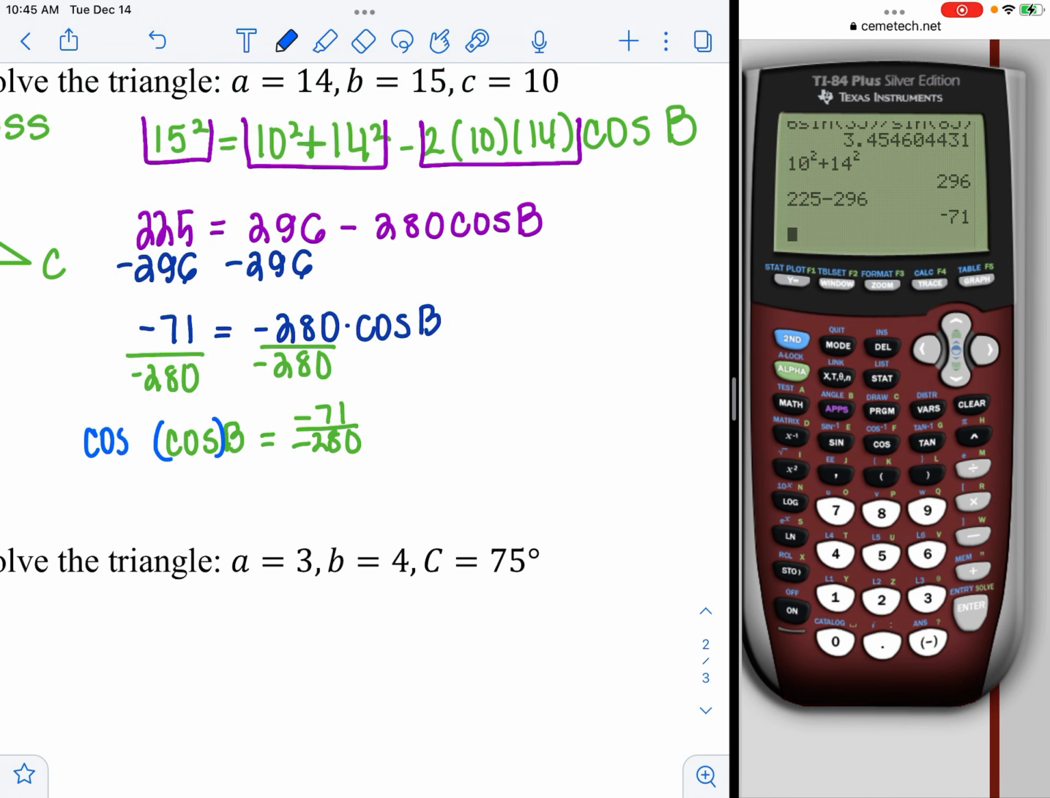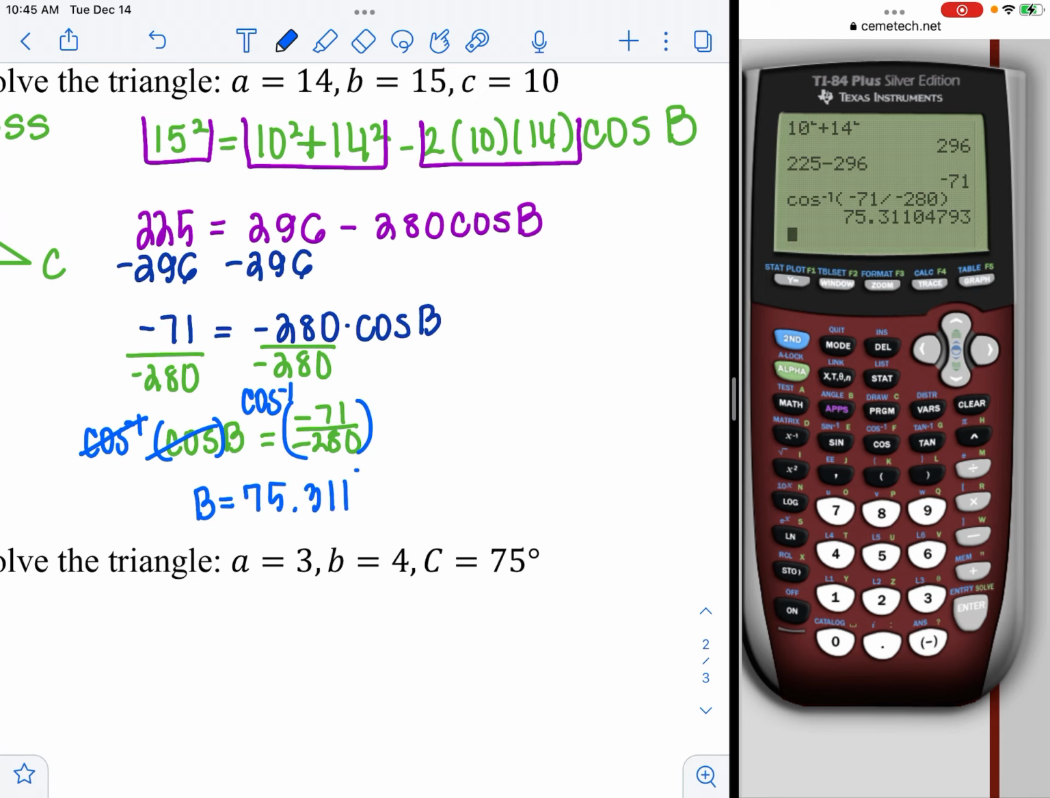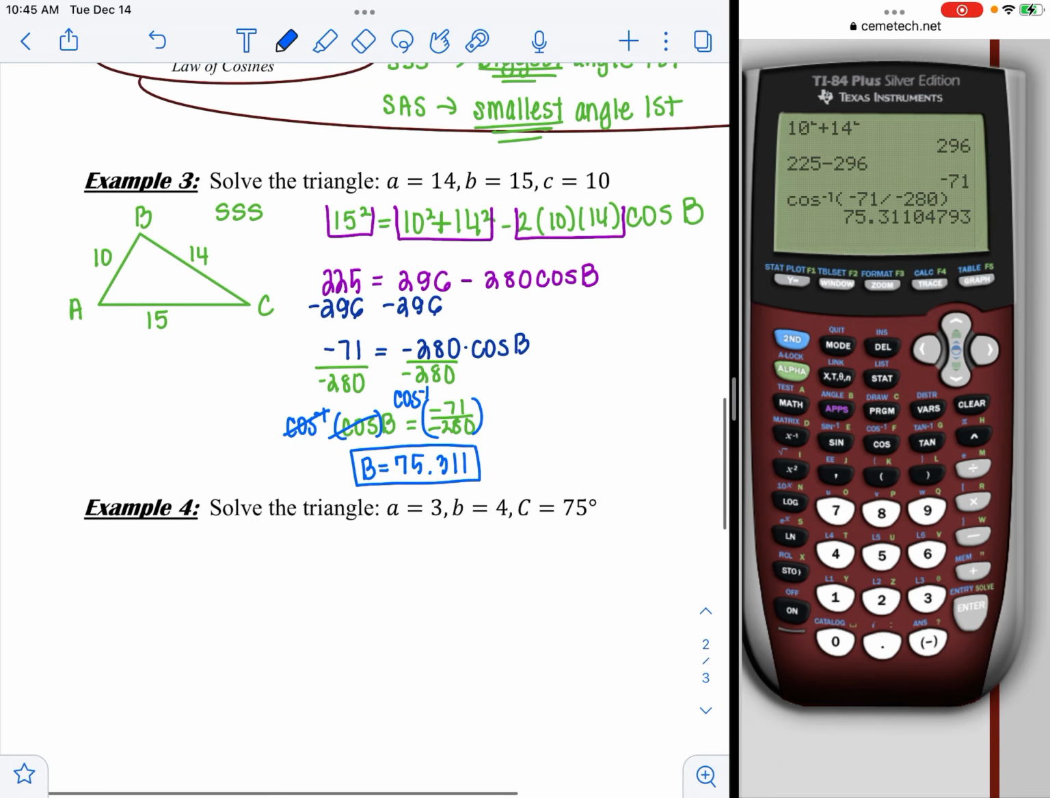Cosine inverse. So I'm going to cosine inverse this side, and I'm going to cosine inverse this side. Those will cancel, and I have B equals, and now I can do cosine inverse of -71 divided by -280. Close the parentheses, hit enter, and write down my answer: 75.311. And there's my first angle, and I am going to write that in my triangle for help. Angle B, 75.311.